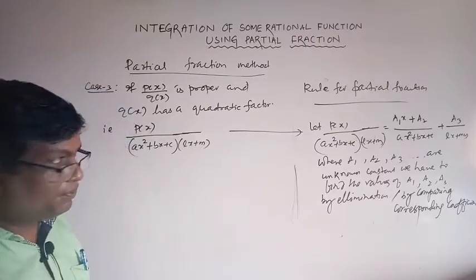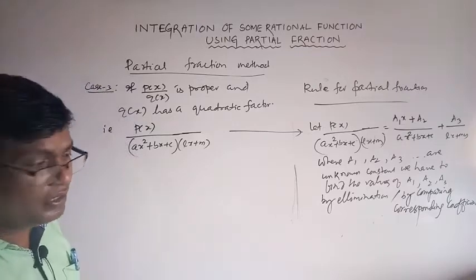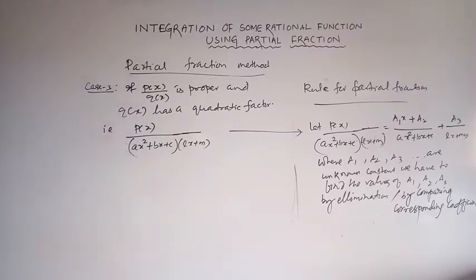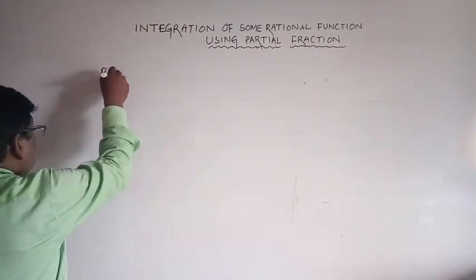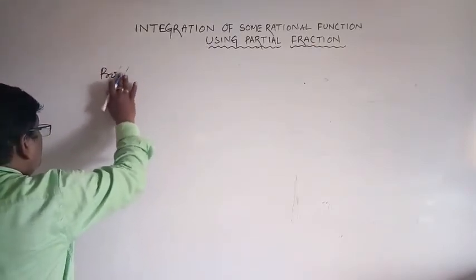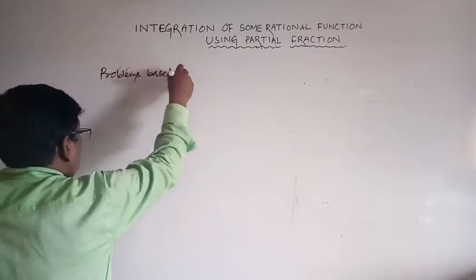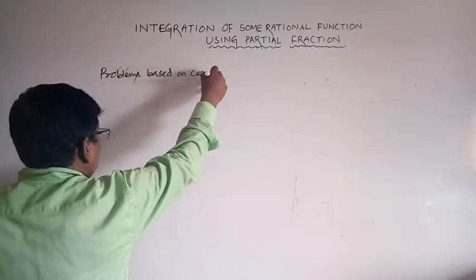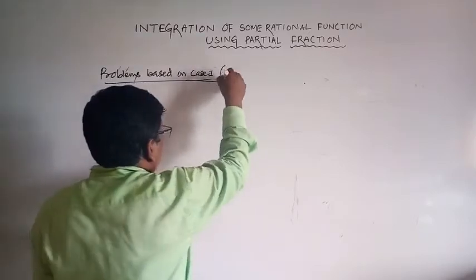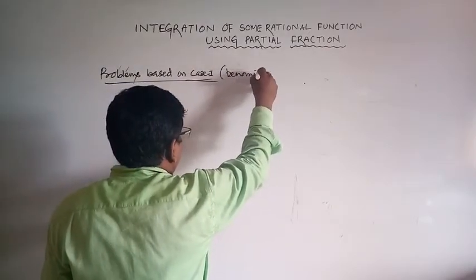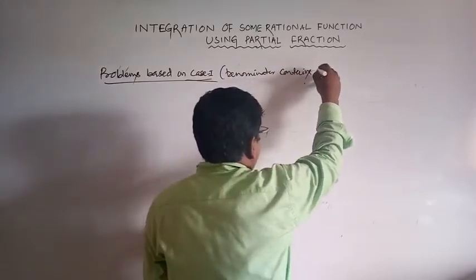Okay. Now some examples. Problems based on case 1, that is, the denominator contains non-repeated linear factors.